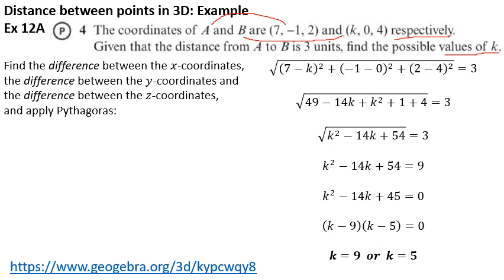Why did we get 2 different numbers? We have a point in 3D space, we've got another point in 3D space that's a certain distance away. Well, if you think about it, there are lots of points in 3D space that are a certain distance away from a particular point. So the question, rather than being why is there more than one value of k, perhaps the question should be why are there only 2 values for k?